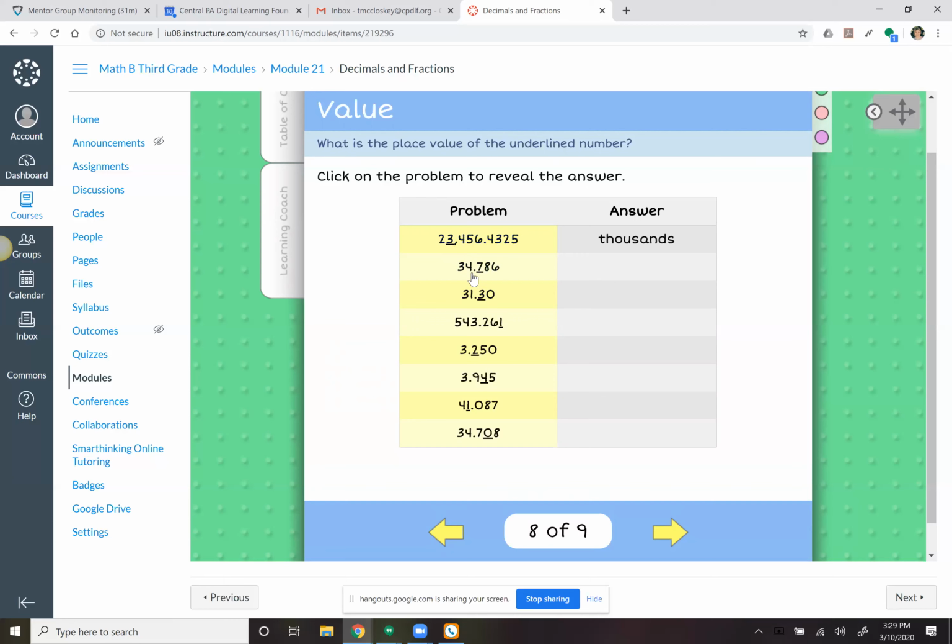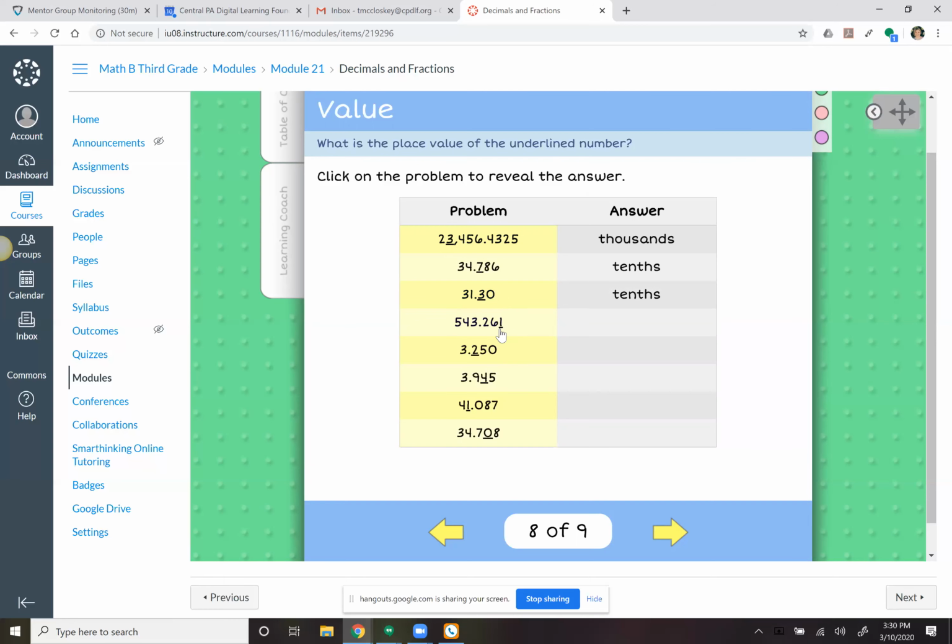Good. Now what about this one? Where is the 7? In the tenths place. Good. In the tenths place. What about the 3? It's in the hundreds place. Put your finger on the decimal and bump 1 over. Where is it? The tenths place. If it were in the hundredths place, we would bump 2, but that's where the 0 is.